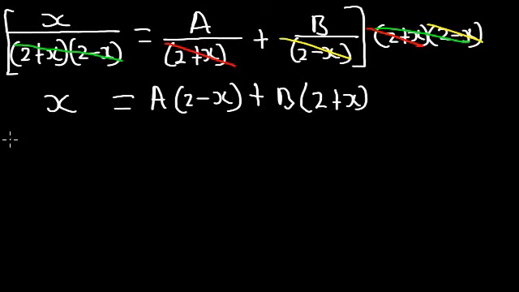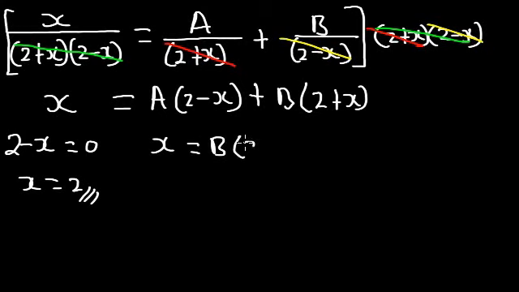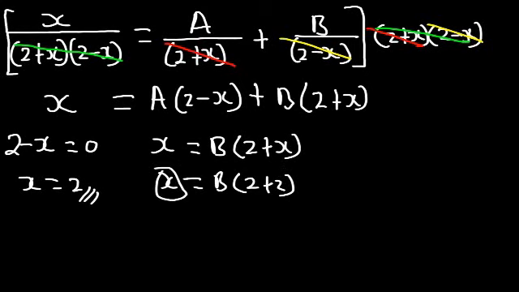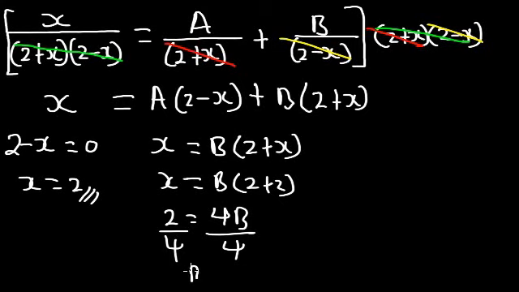To make a 0, then 2 minus x has to be 0, and x has to be equal to 2 by the time we add x to both sides. So left over will be x equals b multiplied by 2 plus x. Since x is equal to 2, x will be equal to b multiplied by 2 plus 2. And this also has to be 2. So that will be 2 equals 4b. Dividing 2 by 4, b will be equal to 1 over 2 by the time we reduce this.